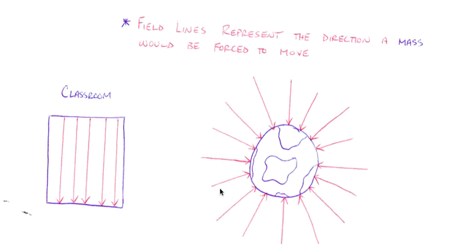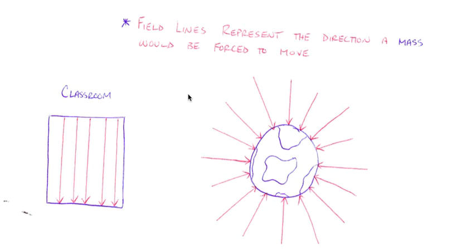Whereas the gravitational field around the Earth looks more like this. And in either case, these field lines represent the direction a mass would be forced to move. No matter where in this classroom I place a mass, it will be forced to move in this downward direction. Just like on the Earth, no matter where in the space around Earth I hold a mass, once I let go of it, it will follow the direction of these lines, and that is the direction of the force of gravity that will act on it.